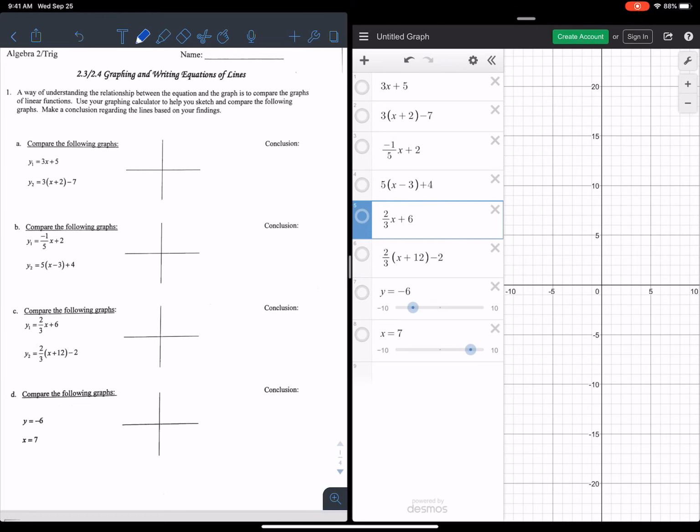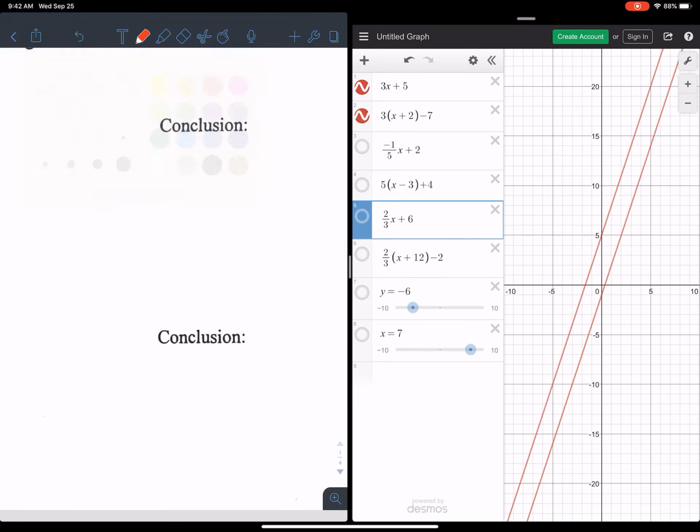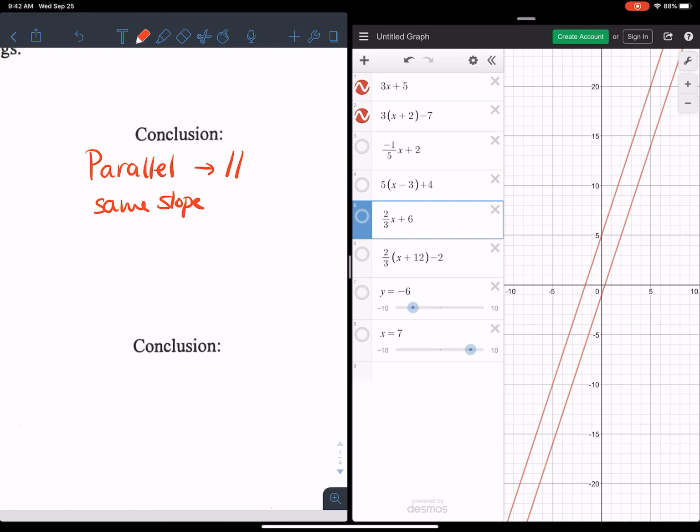So for the first one, we look at this line, 3x plus 5, and we see this one. So the most important thing that we should conclude right away is we see that they are parallel lines. And what's important about parallel lines, which is the symbol, remember we can use that, is they have the same slope. But then we also make some sort of qualifier, they're not the same line though, so we normally say different y-intercept or something, because we want to make sure they're not the same exact line.